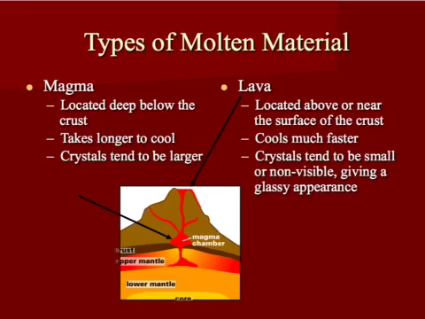Now, magma is going to be located deep below the crust. It will always take longer to cool because it's deeper. It's not exposed to the water or exposed to the wind that would naturally make it get cooler faster. And the crystals tend to be larger in the rocks as they start to solidify.